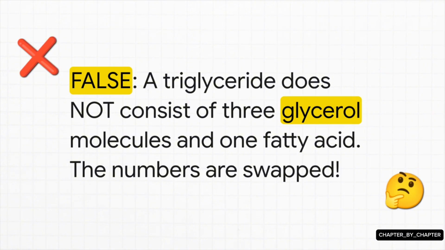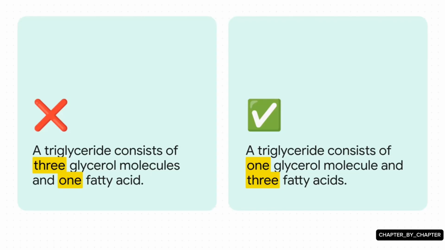It claims a triglyceride is made of 3 glycerols and 1 fatty acid. And that is wrong. The numbers are totally backwards. And here's exactly why it's wrong. The name itself gives you a huge clue. Triglyceride. That tri refers to the 3 fatty acid tails. Those 3 tails are all attached to a single glycerol backbone. So it's a simple flip, but in chemistry, a simple flip can make a totally different molecule.